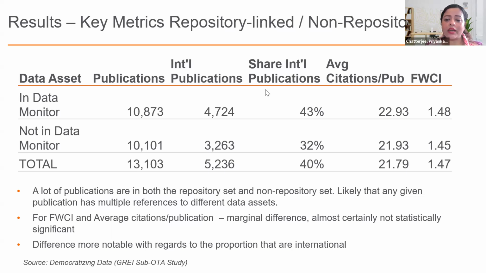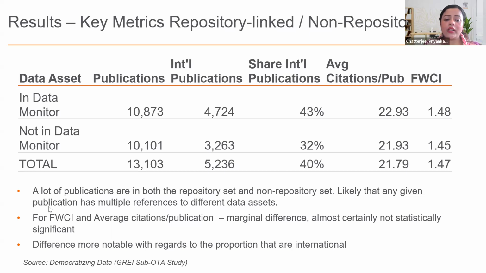What we have seen is that for international publications in Data Monitor, the average citation per publication is 22.93, and the field-weighted citation index is 1.48. For the publications which are not in Data Monitor, about 32% of international publications, the average citation is 21.93, and the field-weighted citation index is 1.45.